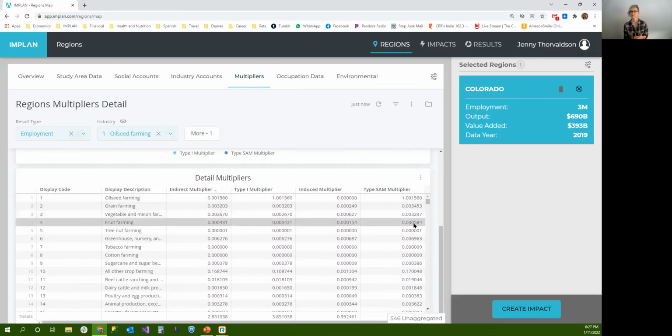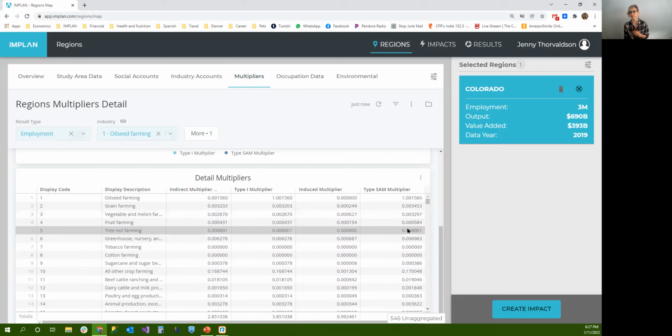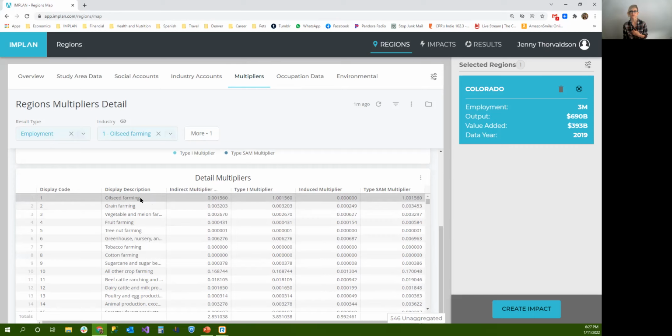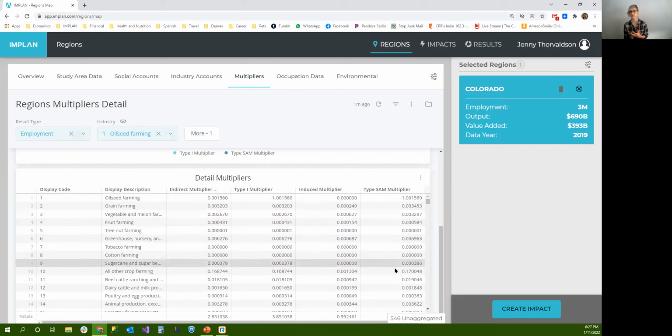And of course, the multiplier for itself is the biggest because it's the only one that has that direct employment impact. So this is just showing if you wanted to say what are the main industries that oilseed farming impacts in a multiplier's way, you could sort through this and see which are the greatest and so on and so forth.